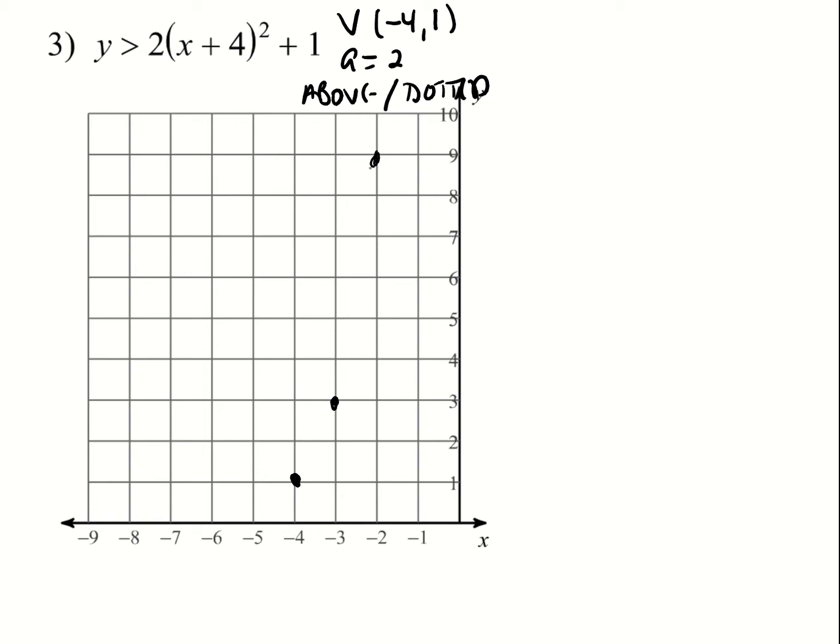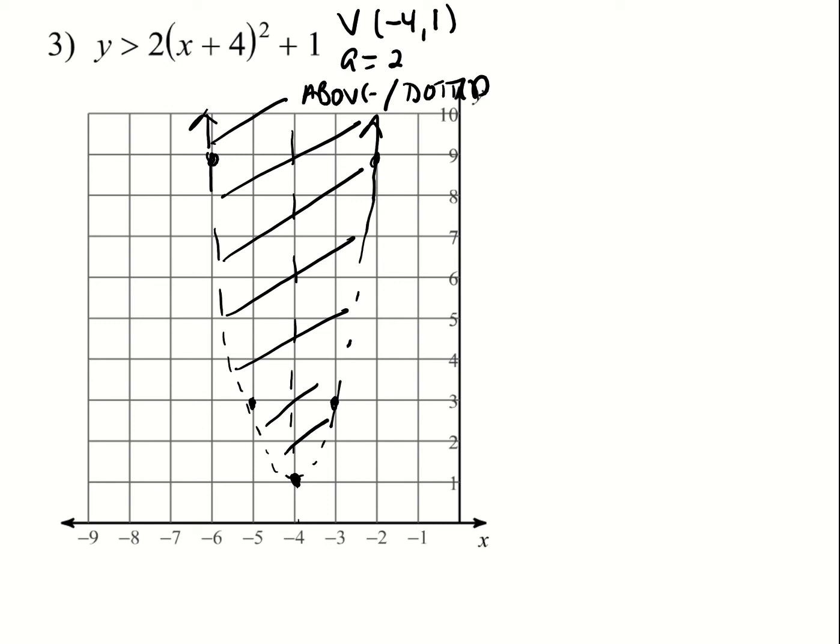Now, one thing you can do too is you can do the same thing on the other side, or you can just reflect, because you know the axis of symmetry is going to be right down the middle here. So I know I'm going to have points equidistant from the axis of symmetry. So I have another point here, and then my graph opens up, and it's y is greater than, so then I'm going to shade above the line.